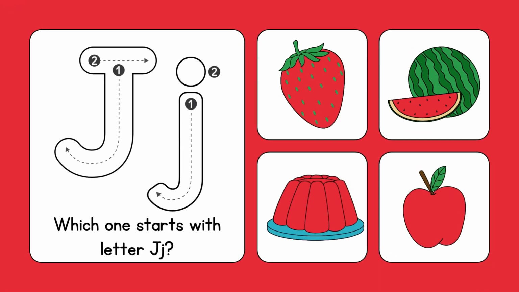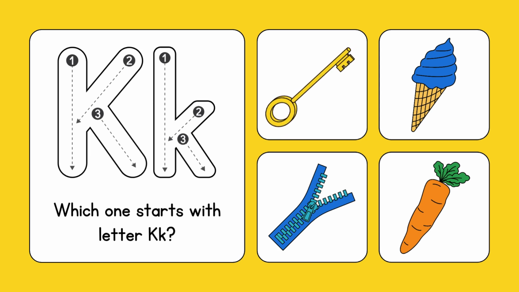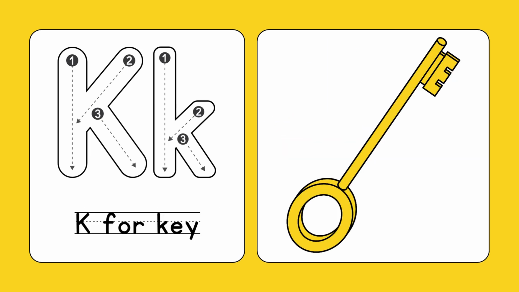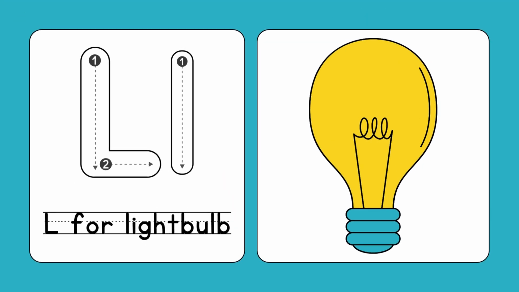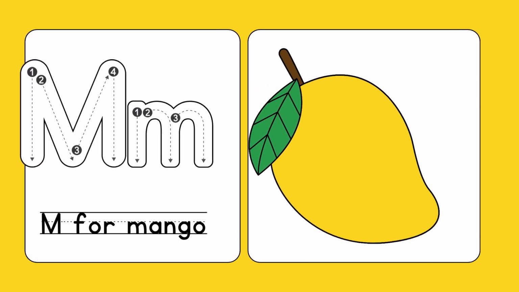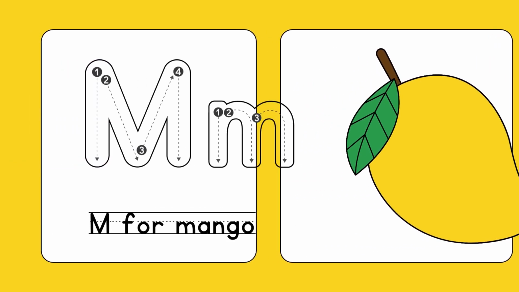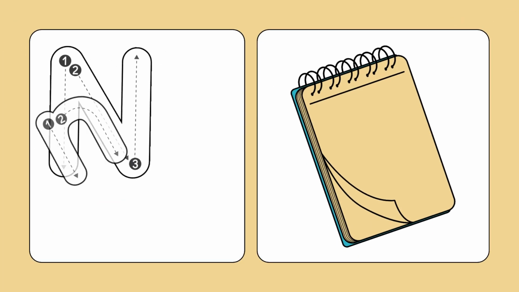Which one starts with J? J for jelly. Which one starts with K? K for key. Which one starts with L? L for light. Which one starts with M? M for mango. Which one starts with N? N for notebook.